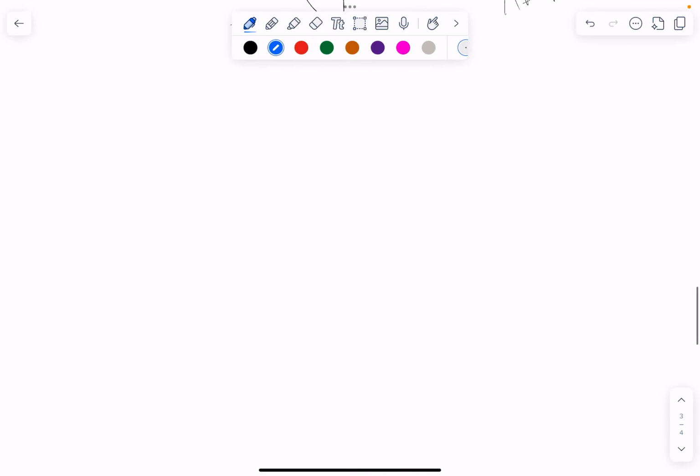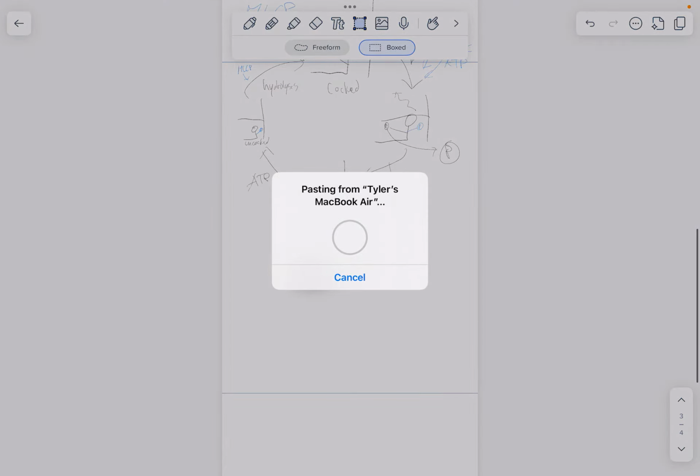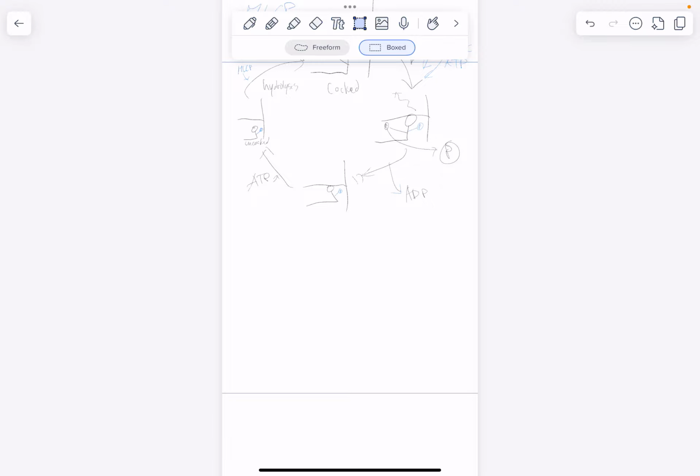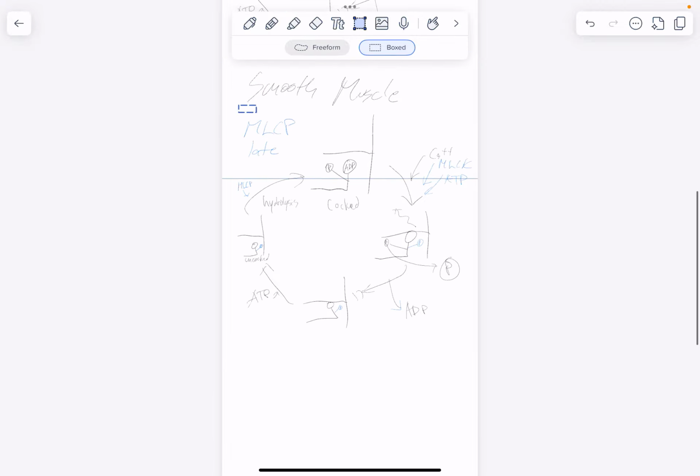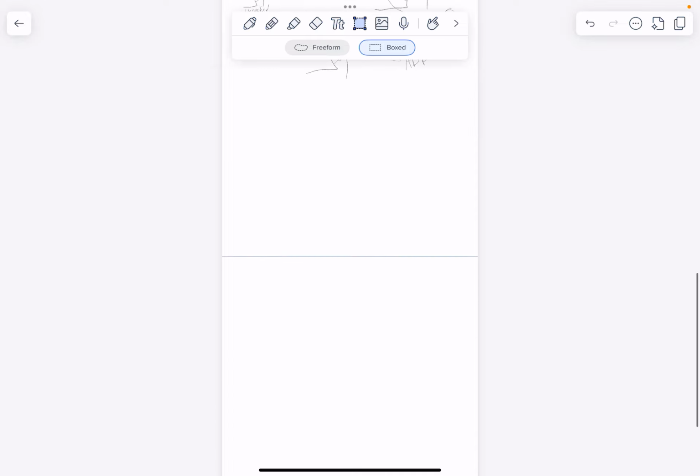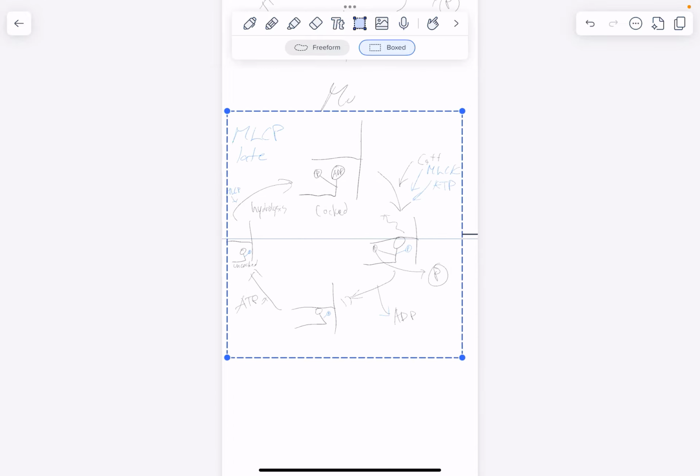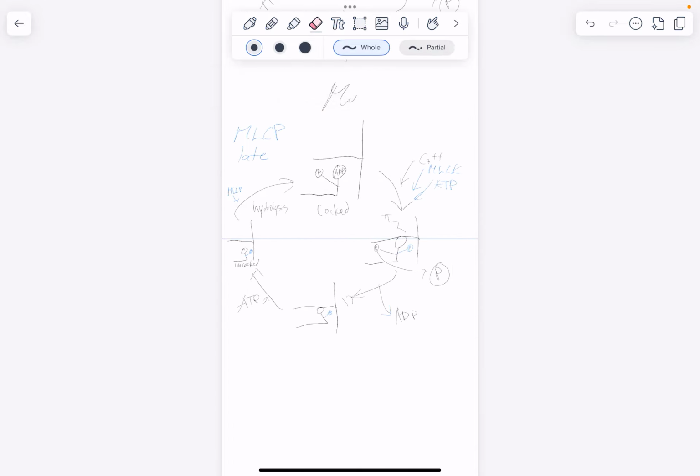So we're going to draw the same thing. I guess I already copied it. I'll just go like this. Copy. Okay. So this one is pretty similar, but the MLCP comes earlier. So that means that phosphate comes off earlier. So we can take it off over here.